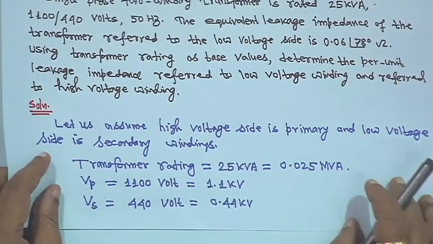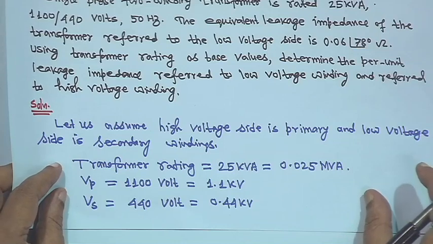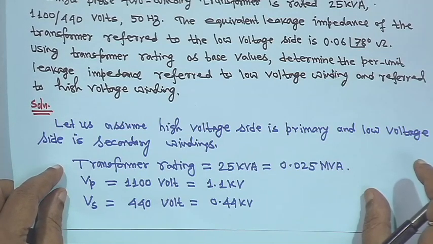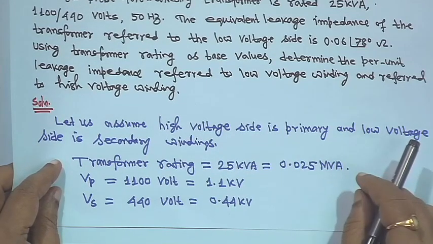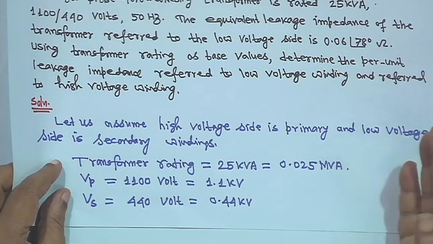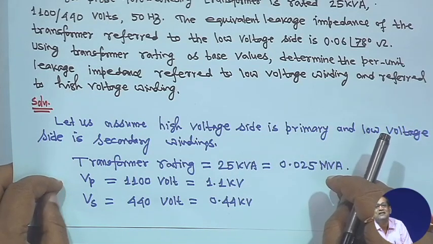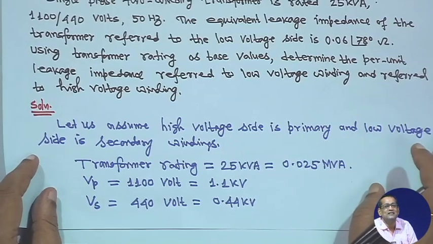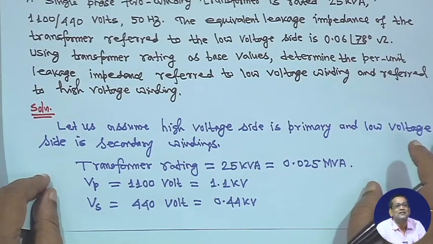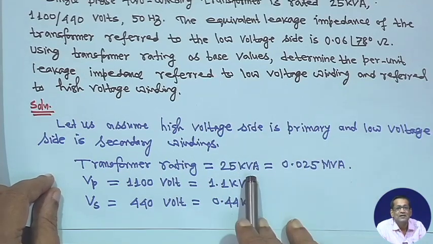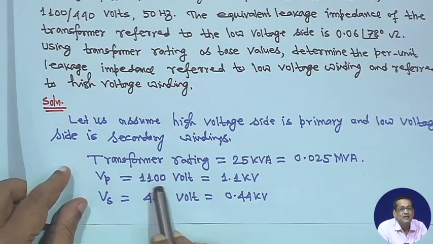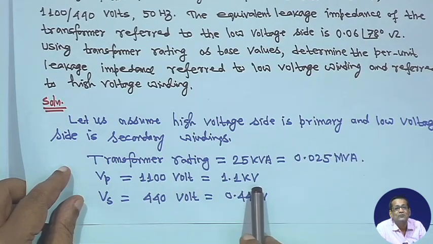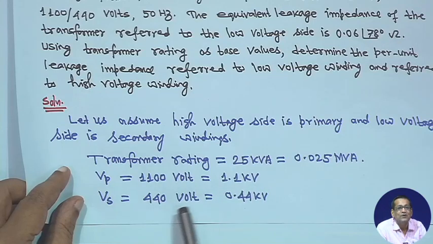Actually, when you solve numericals, rather than keeping the base in kVA, VA or volt, my suggestion is to convert the base voltage to kilovolt, and whatever the base volt ampere may be, always convert it to MVA. In my opinion, things will then be easier to calculate. Therefore, the transformer rating 25 kVA is converted to 0.025 MVA, the primary side voltage 1100 volt to 1.1 kV, and the secondary side 440 volt is 0.44 kV.